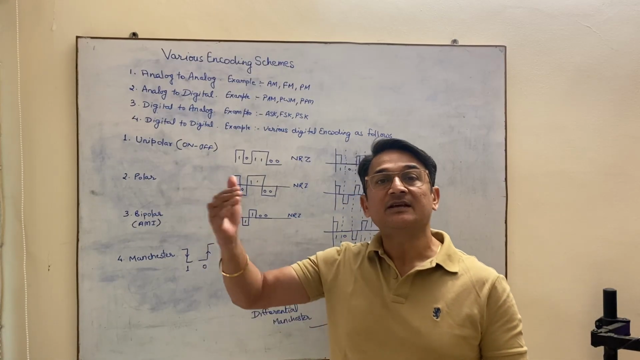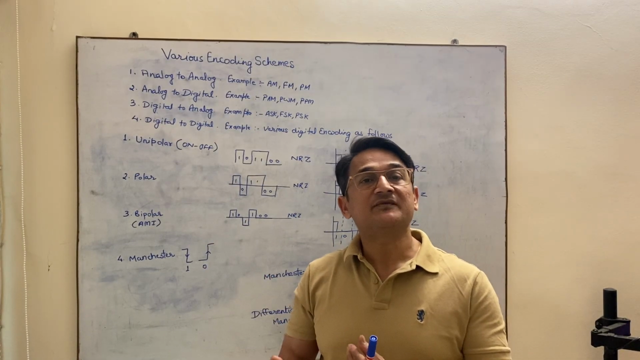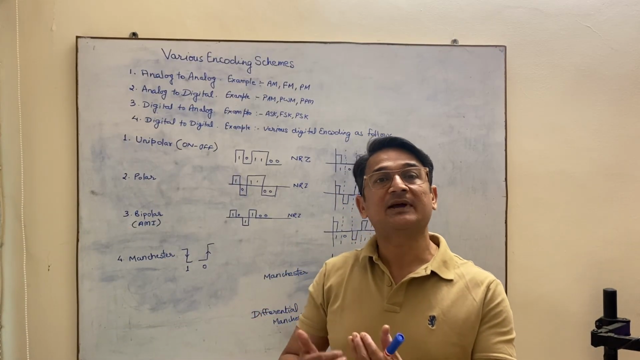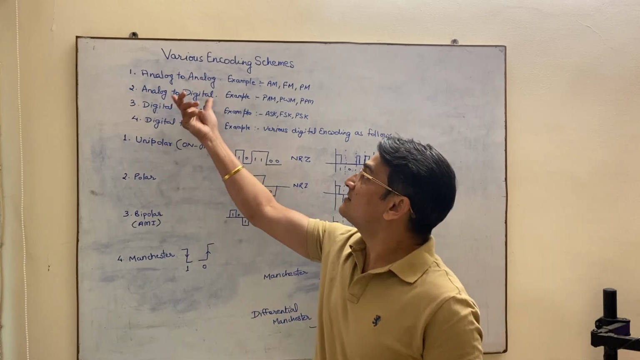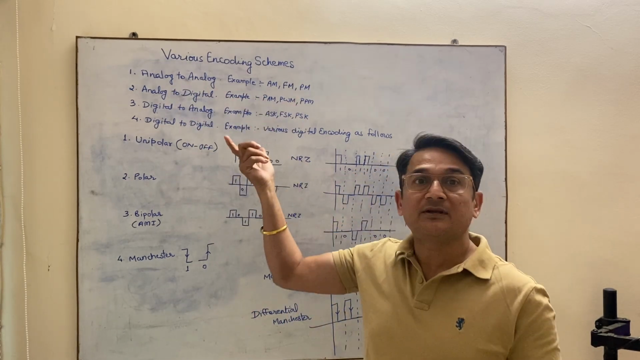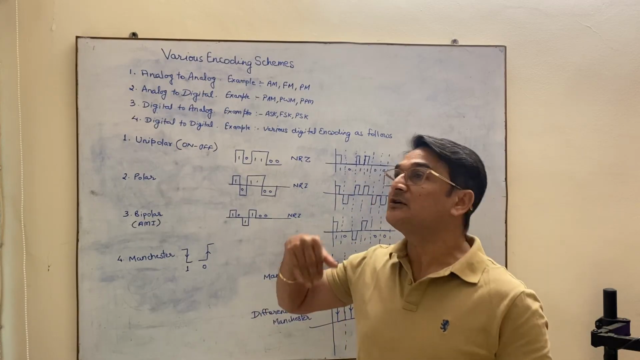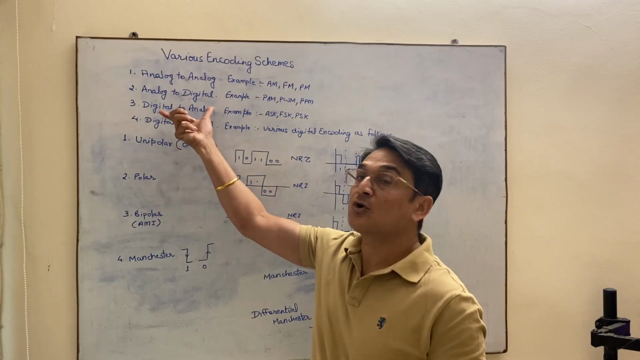As you can see, the analog signal is mixed with the high frequency carrier signal to produce a different type of signal. Such a method is considered a coding or encoding technique. So this is an analog to analog encoding technique in which we are converting any analog signal to its corresponding different analog signal. Then second is analog to digital.